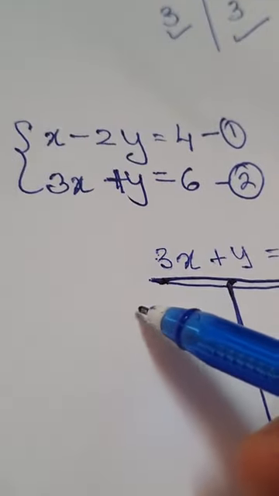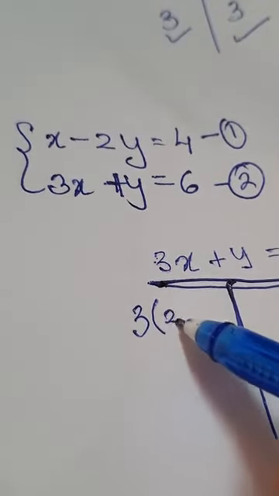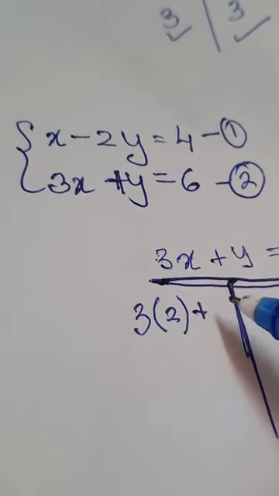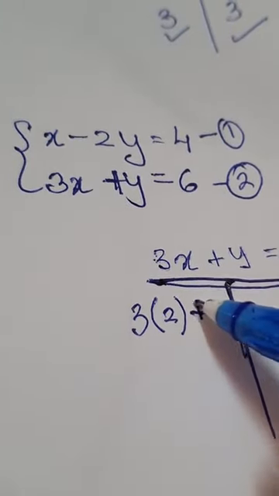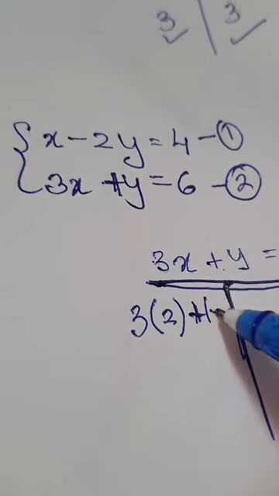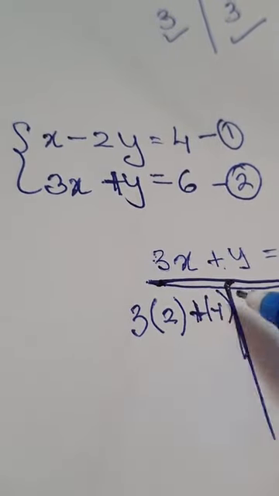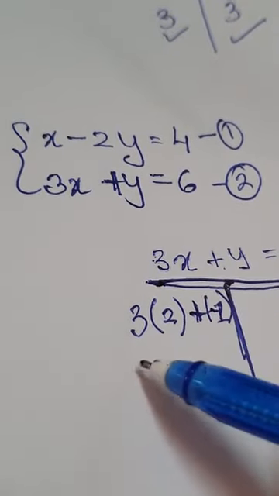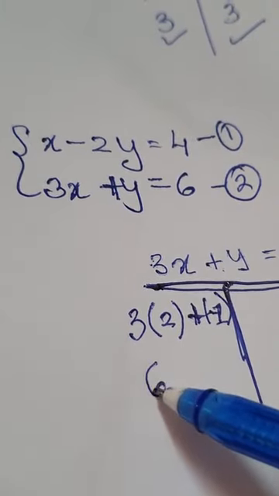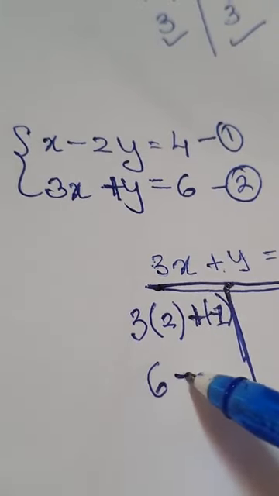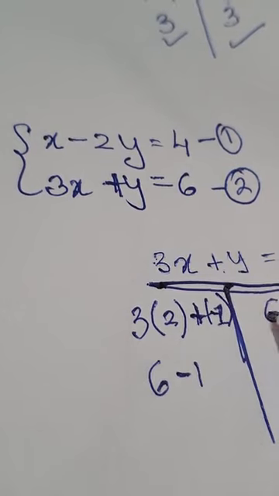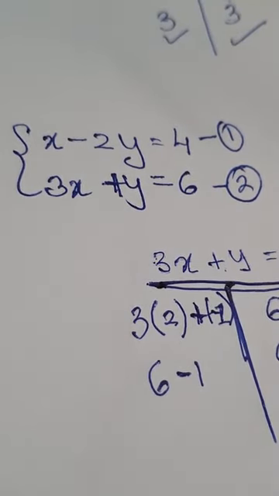So in place of x, I write 3 multiplied by 2. And y was minus 1. So plus is already in the equation. Minus 1, which means plus into minus will give you minus. So 3 2s are 6 and minus 1. This side also it should be 6.